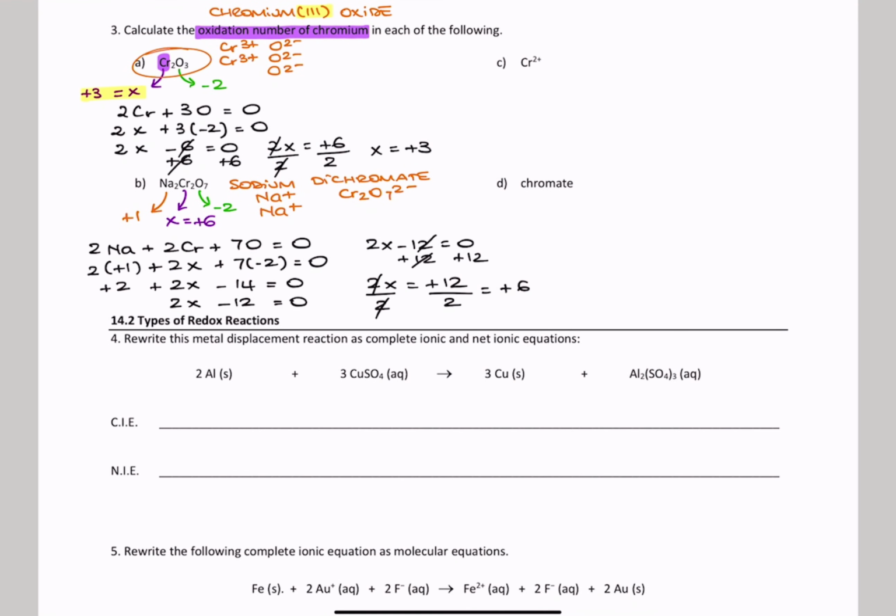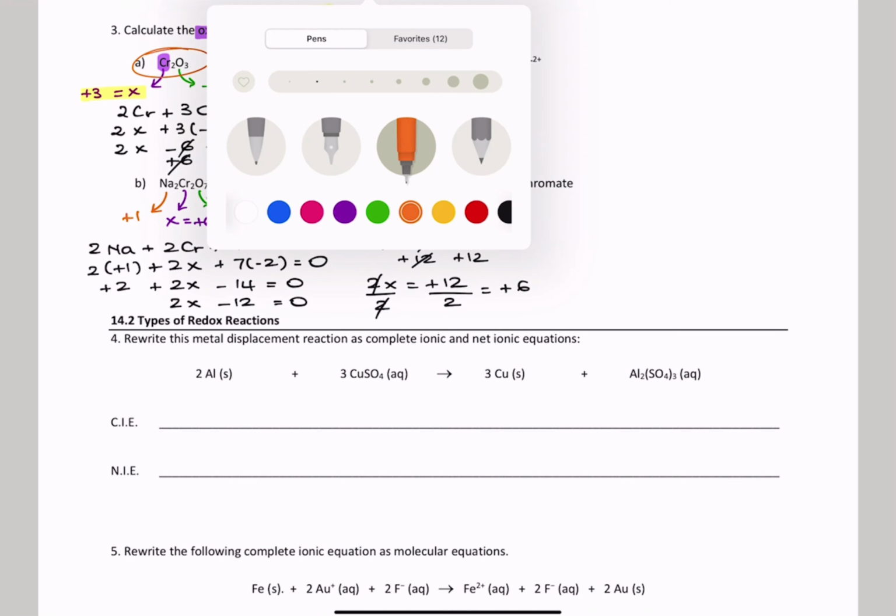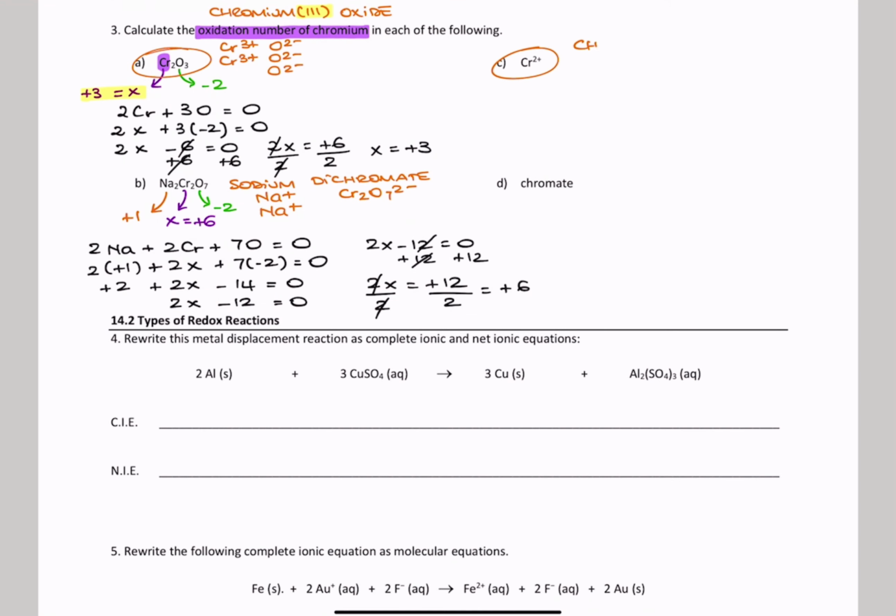For C, what is C? Well, C is here. That's the chromium 2 ion, if we were to name it per chapter 5. So we're going to use rule number 2 that states that the oxidation number is equal to the charge of the monoatomic ion.